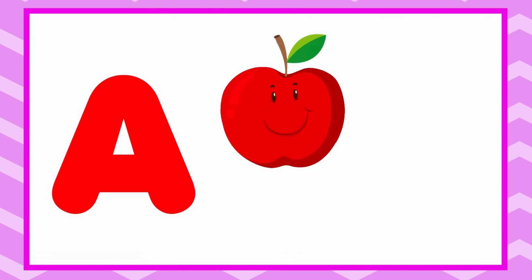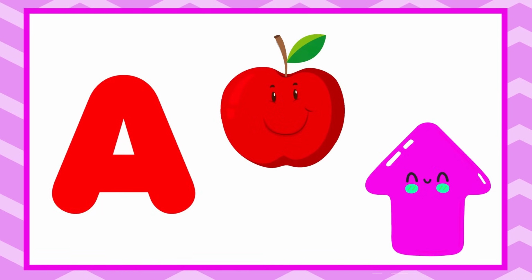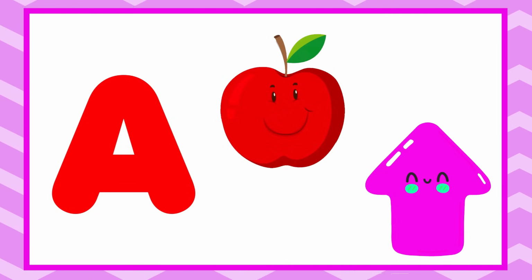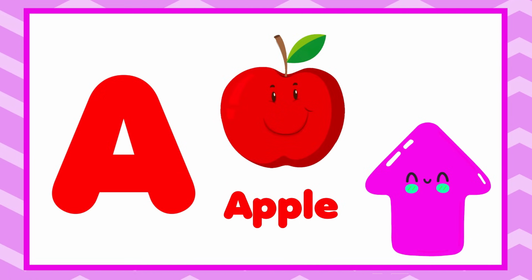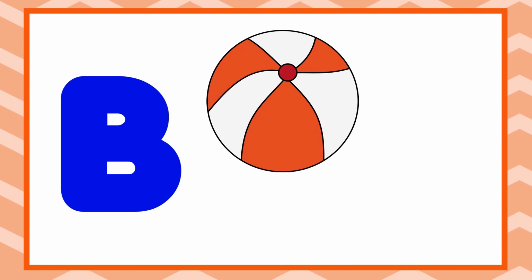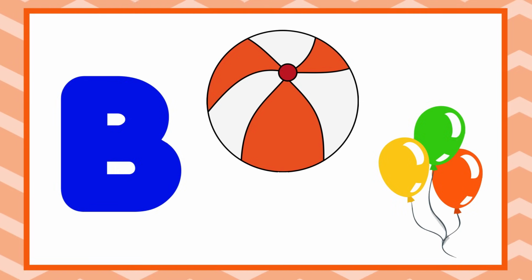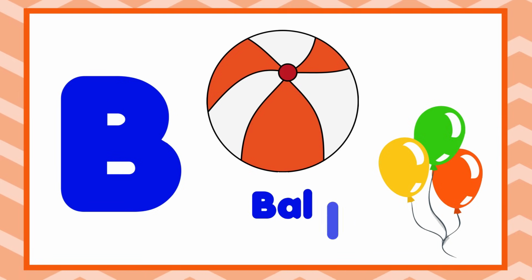A is for apple, apple. A is for arrow, arrow. A is for apple. A is for arrow. B is for ball, ball. B is for balloon, balloon.